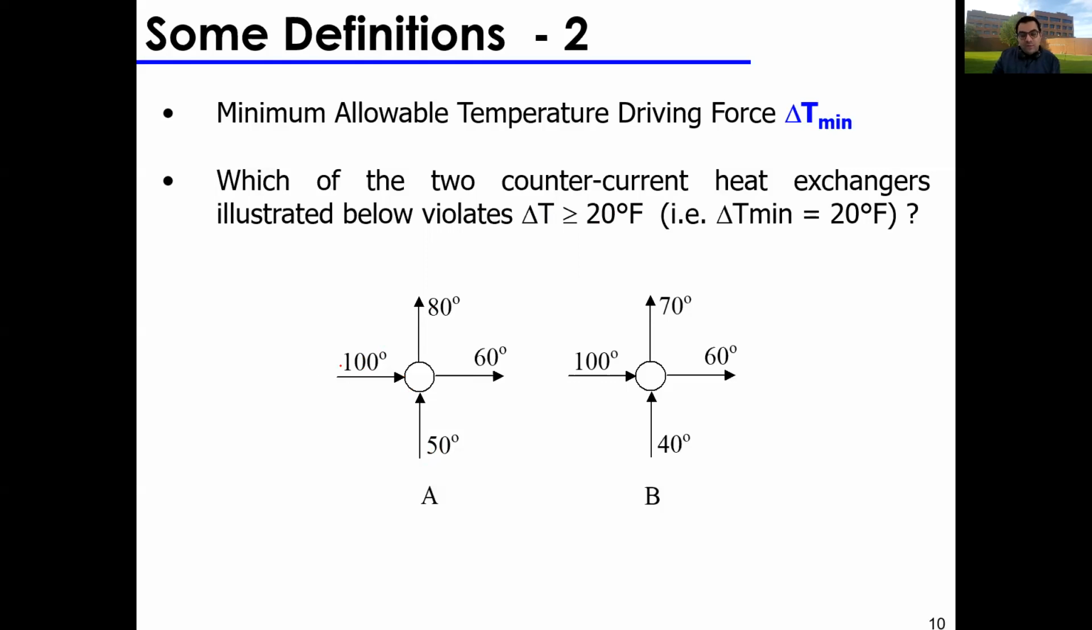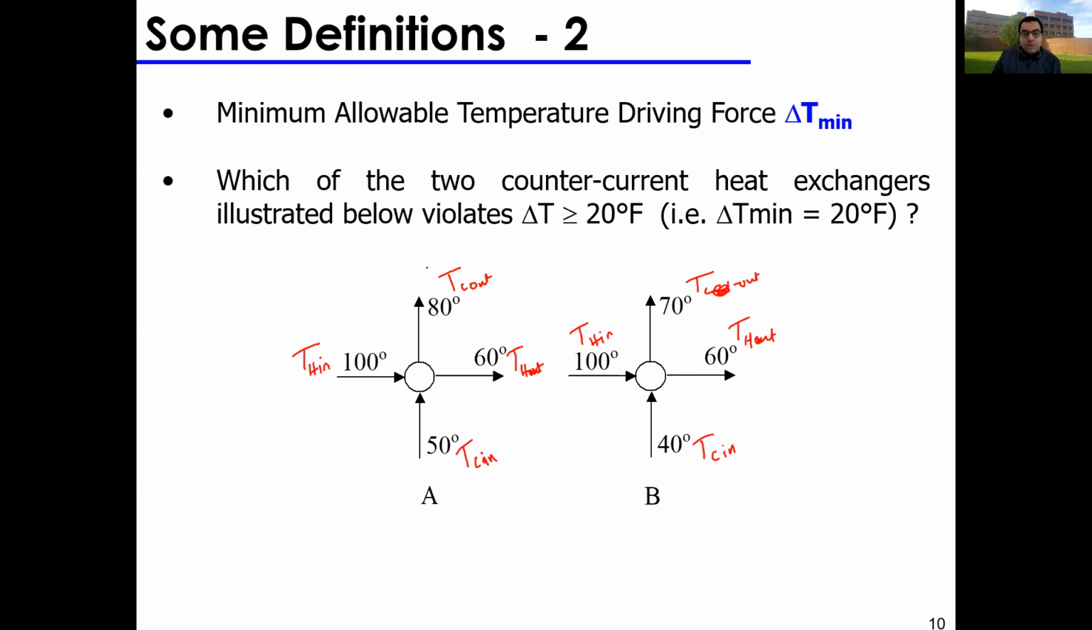You calculate it. So let's label these guys. So this is T hot in. This is T hot out, right? Temperature hot stream in, hot out. This is T cold in, and this is T cold out. Likewise here, right? T hot in, T hot out, T cold in, T cold out.